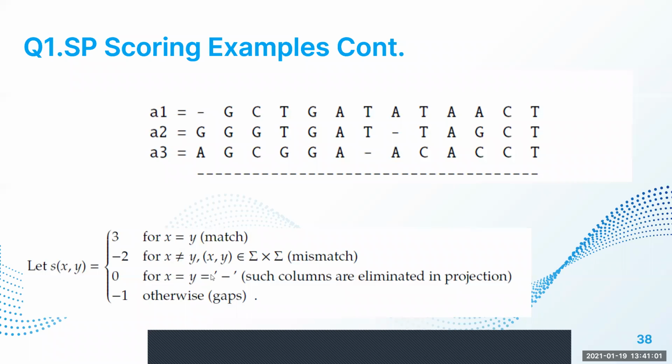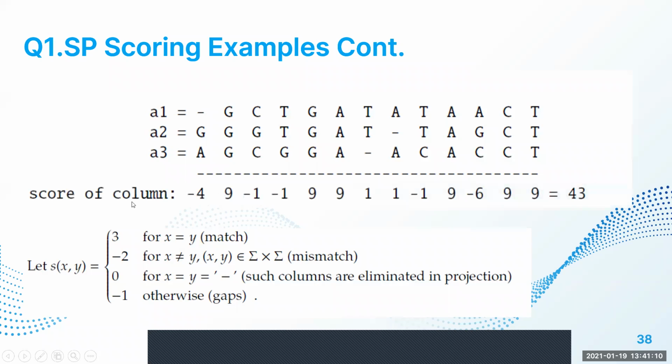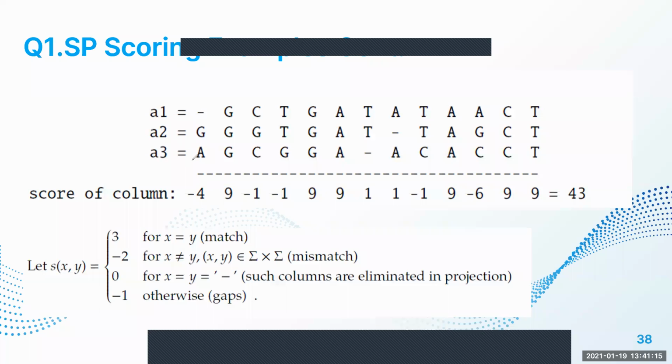Okay, shall we continue? So the values look like these, right? If you are selecting this column, A and G is a mismatch, so that is -2. Then G with this gap is -1. Then A with this gap is again -1. So basically we have -4 here, right?